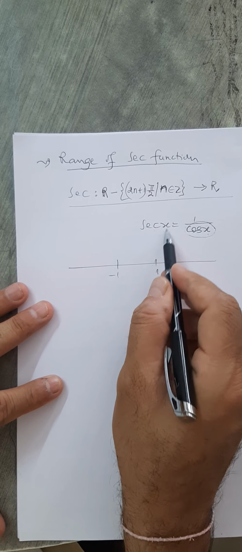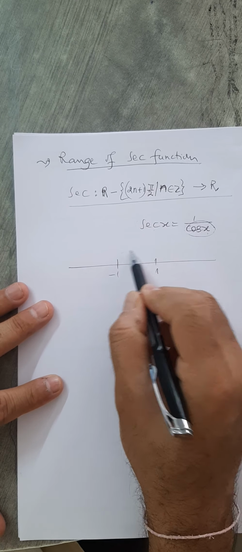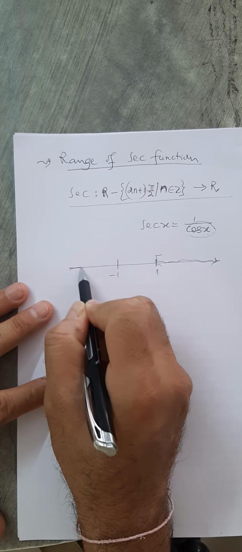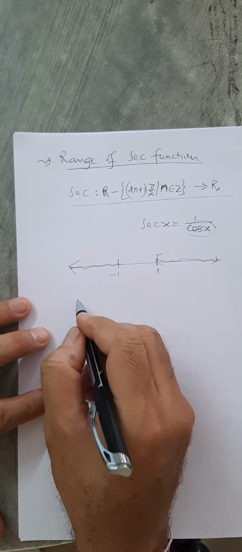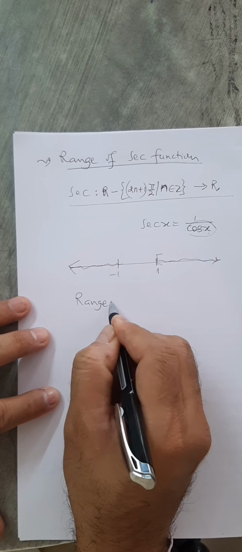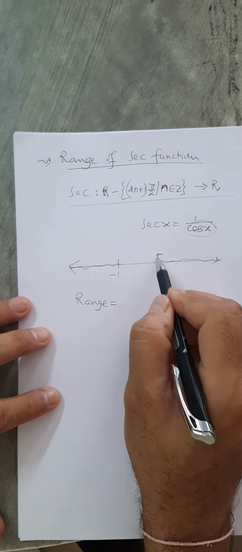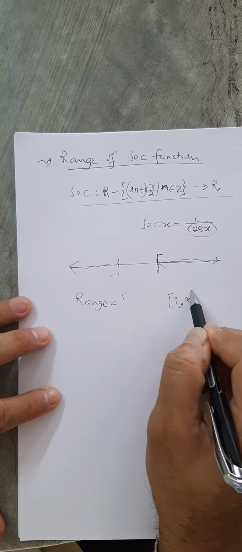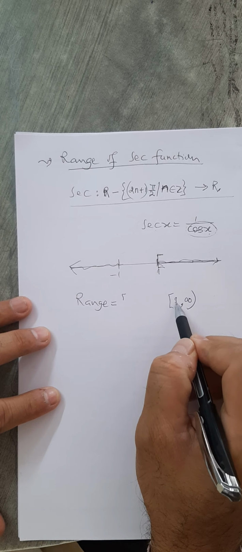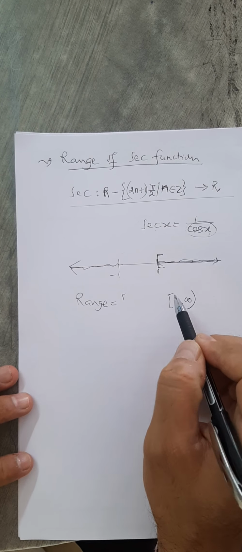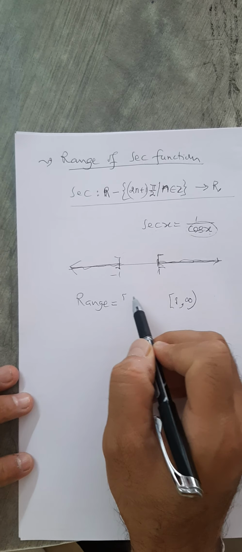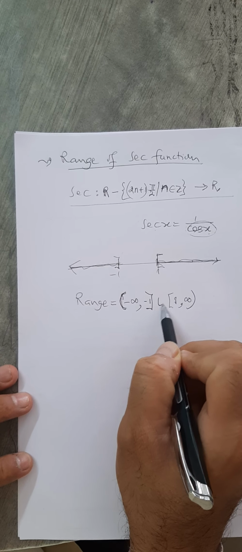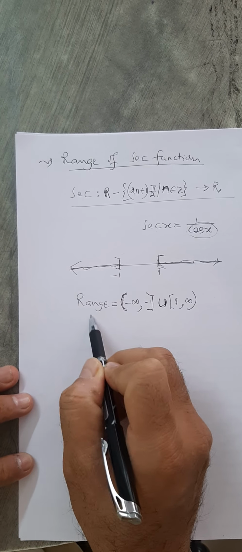So, sec being the reciprocal of cos, the range would be other than this portion. So either it would be in this part or in this part. So the range, we can say, is 1 to infinity, including 1, remember. 1 is included, closed interval, and minus infinity to -1. Combine these two with a union. This is the range.